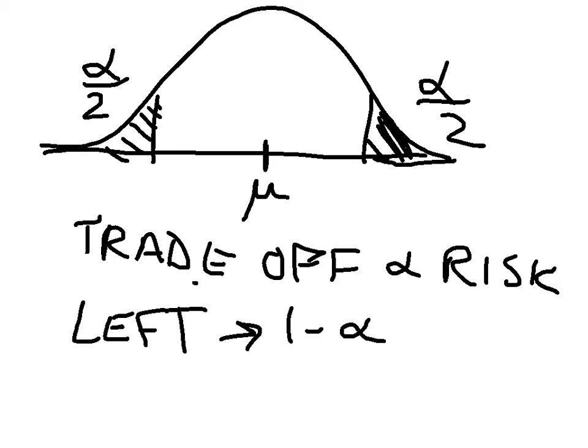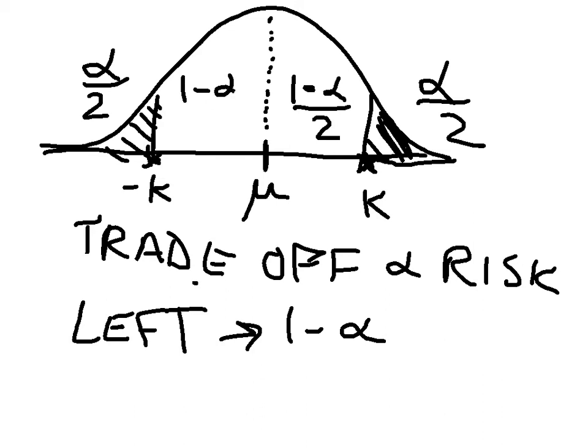Okay. So then I'm going to go even one step farther. I'm going to take that and slice it in half. So I know the probability between mu and this cutoff value, let's just call it k, is 1 minus alpha over 2. And of course this one will be minus k, 1 minus alpha over 2. Okay, so let's think about that for a second.